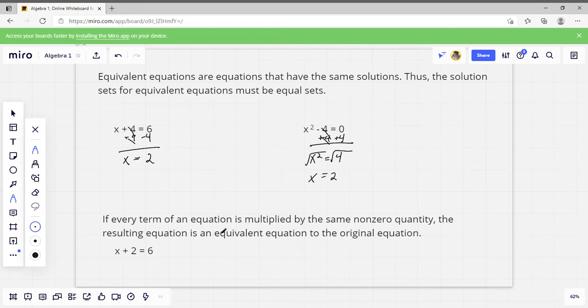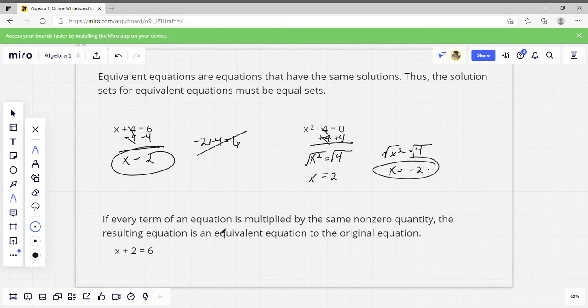But we could also say the square root of x squared equals 4. Well, the square root of 4 could be negative 2, because negative 2 times negative 2 equals positive 4. So these are not equivalent equations because negative 2 will not work in this equation. So if we said negative 2 plus 4 equals 6, that doesn't work.